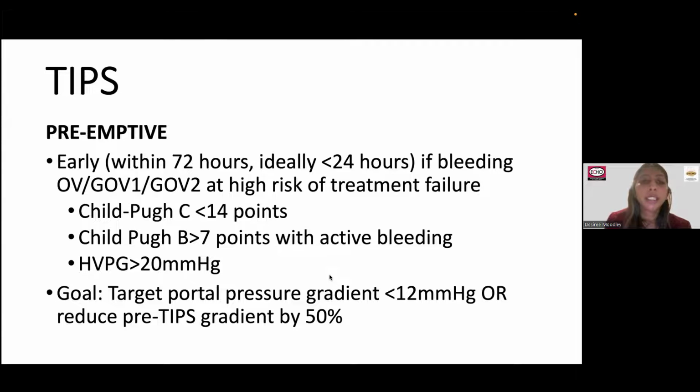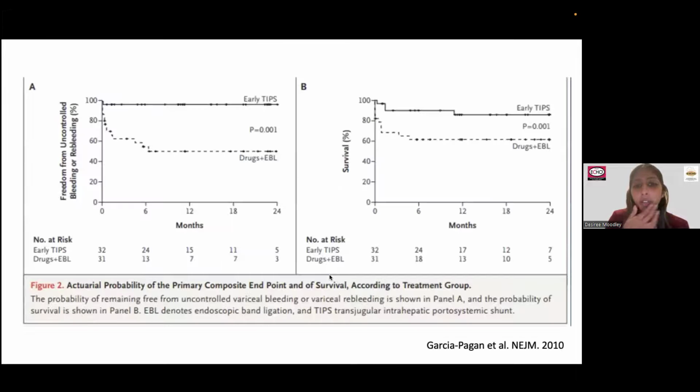And once you put in the TIPS, this is where you use that portal pressure gradient. It should be less than 12 after the TIPS, or reduce the pre-TIPS gradient by 50%. This is just a very old study that I put in from 2010 in the NEJM. They looked at patients who were free from uncontrolled bleeding after preemptive TIPS, or survival, and they showed a benefit there.